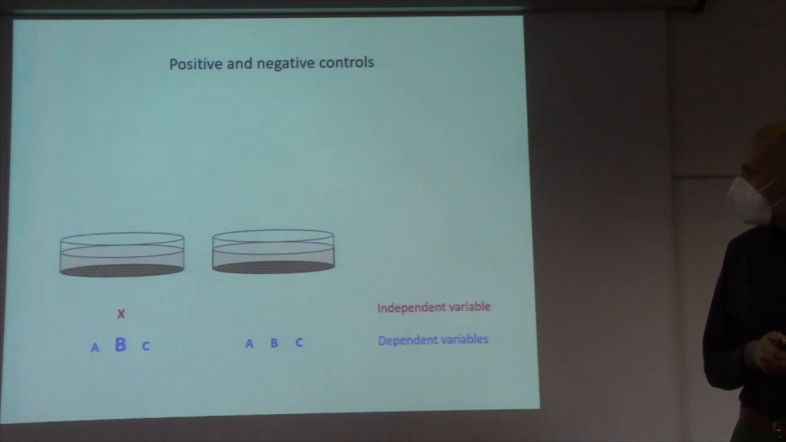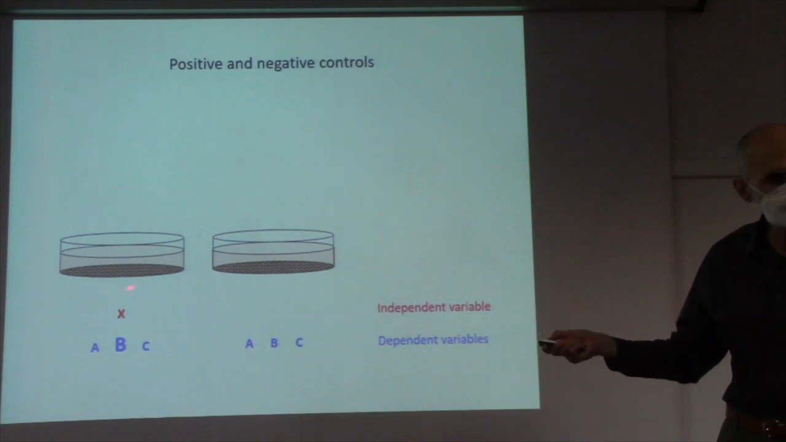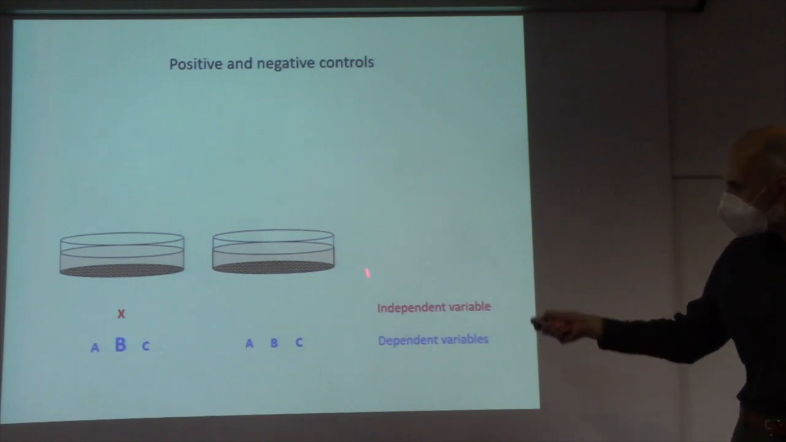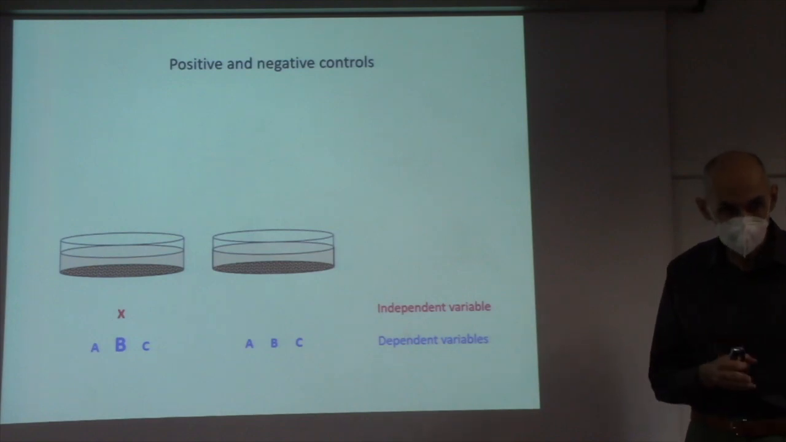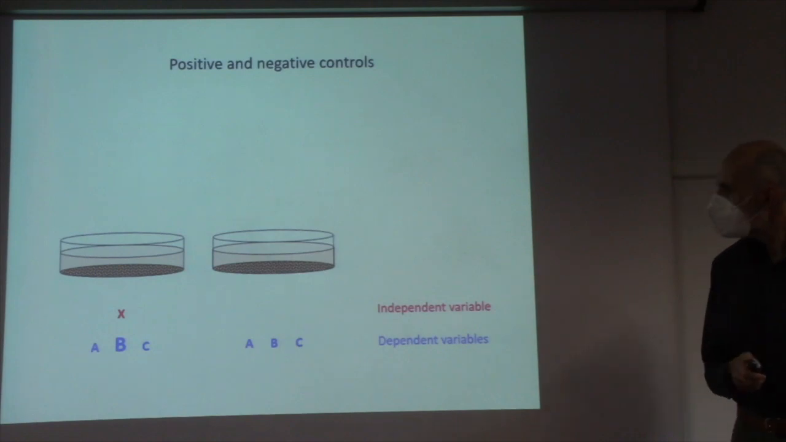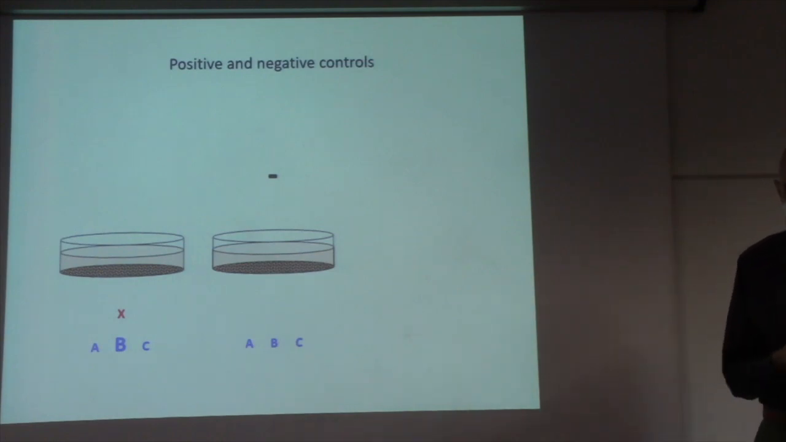All right. If this is the test experiment, what is this? What kind of control? Negative control. Okay. Are we missing something? The positive control. Do we have one? No. Okay, so this is a negative control.